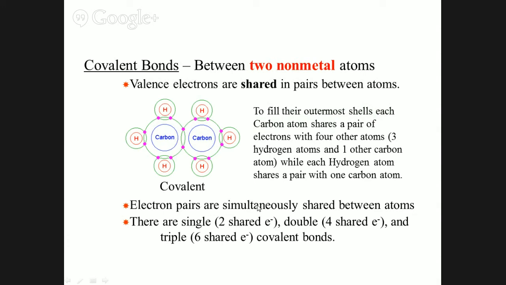So electron pairs are simultaneously shared between atoms. And we could have single, sharing 2, double, sharing 4, or even triple, sharing 6 valence electrons in covalent bonds. So literally, we could have 6 all in one region of space between 2 atoms, a very, very strong bond.